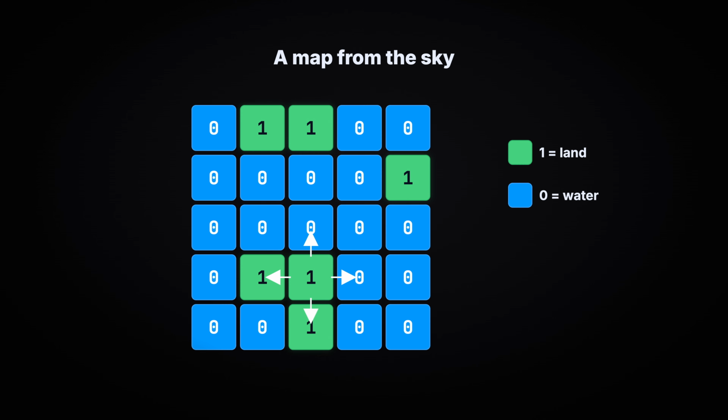And your job, the whole problem, is just this. Count how many separate islands are there on the map. That is it. Look at the grid and tell me how many islands. Simple to understand, right?